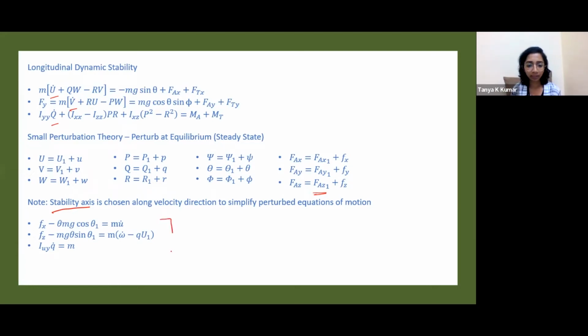So these are the final 3 degree of freedom equations, for longitudinal stability. You have small u dot, small w dot, and small q dot. These are the equations of motion that are used for longitudinal stability analysis, longitudinal dynamic stability analysis.